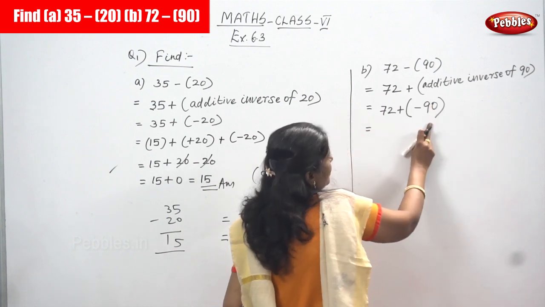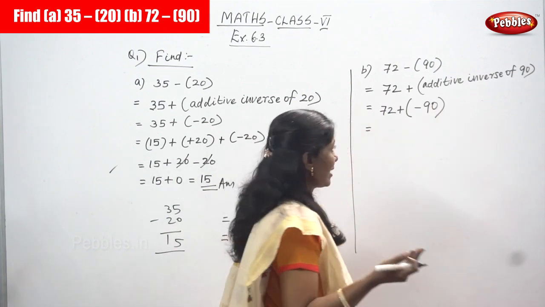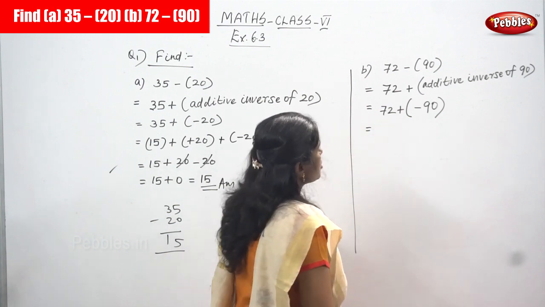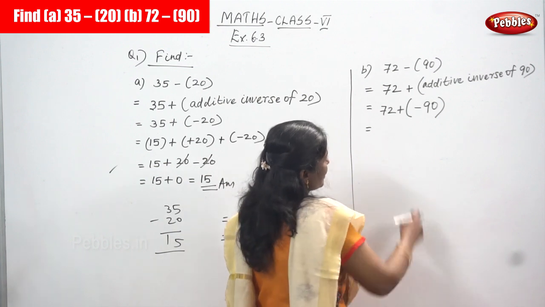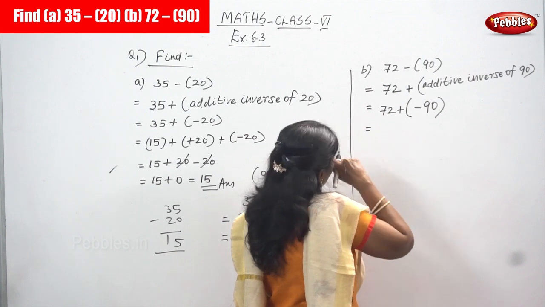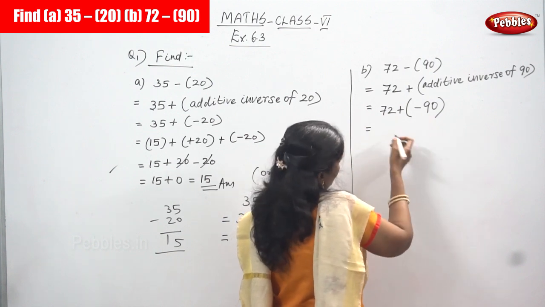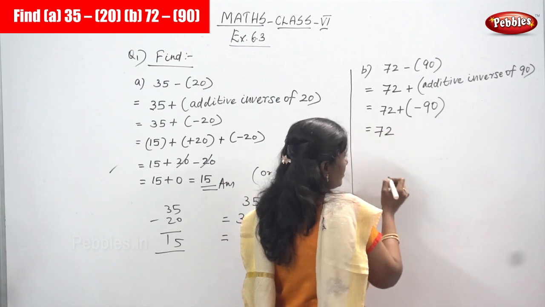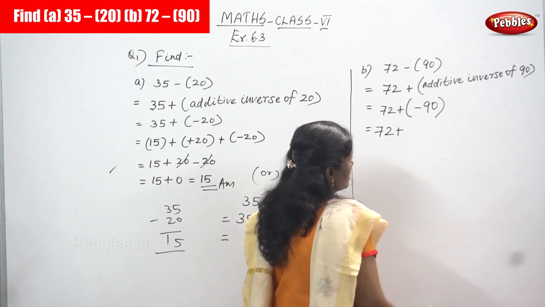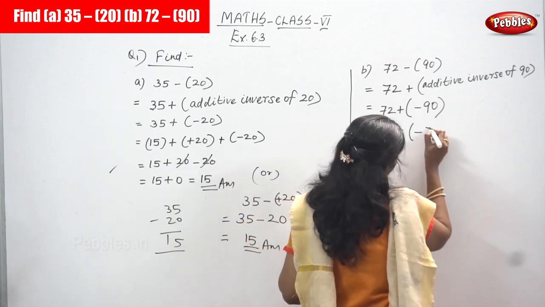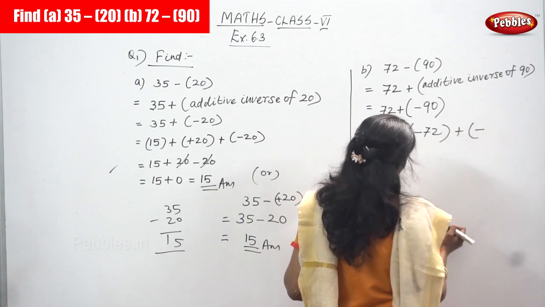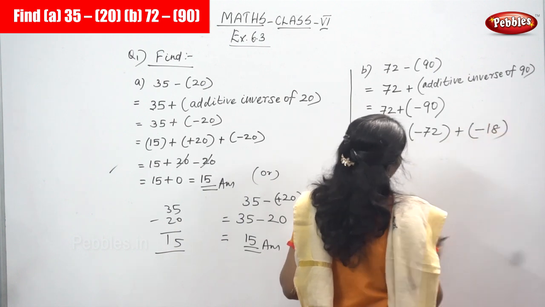So according to the second negative integer value, you have to split this number. That is what you're going to do. This is 72 and this is minus 90. So you do one thing, you take this 72 and write it as it is. The negative integer I'm now going to split. So first I write minus 72, then plus minus 18.